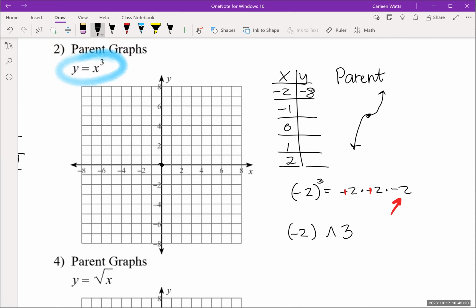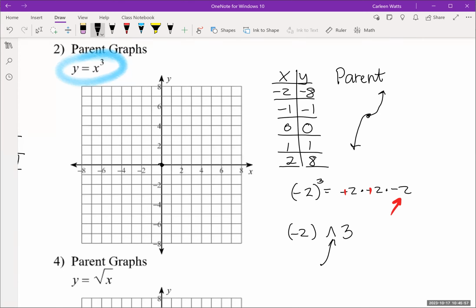Okay, it's going to be negative anyway, but it's good to practice using parentheses and using the exponent button. So negative 2 cubed is negative 8, negative 1 cubed is negative 1, 0 is 0, 1 is 1, 2 is 8. Notice when the exponent is odd, the positives are going up, the negatives are going down. Negatives down, positives up.